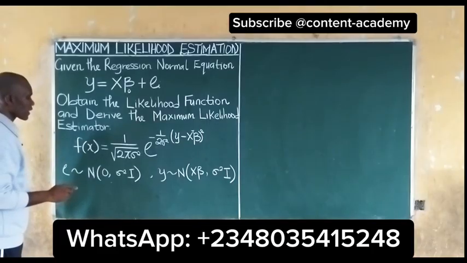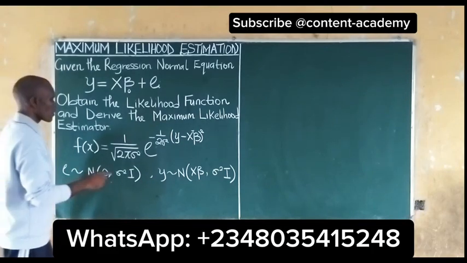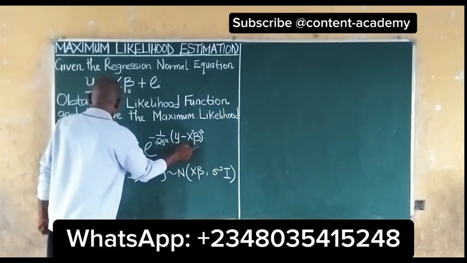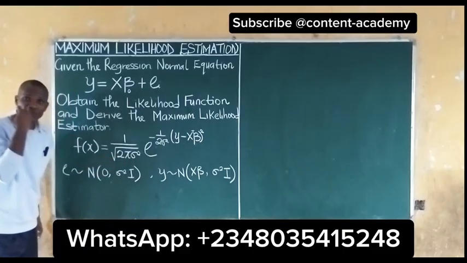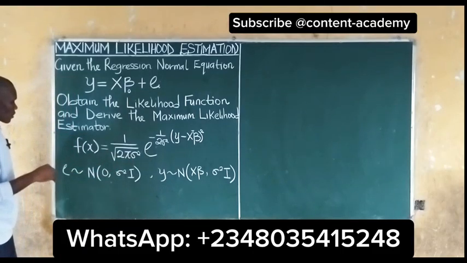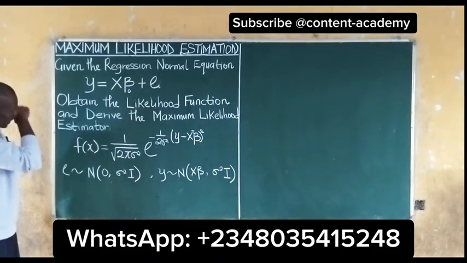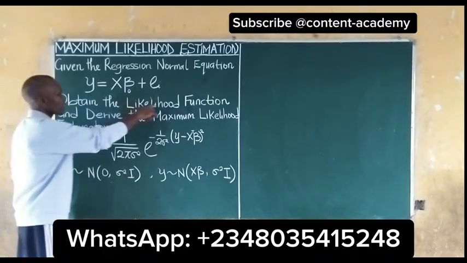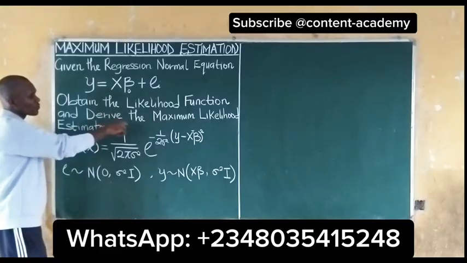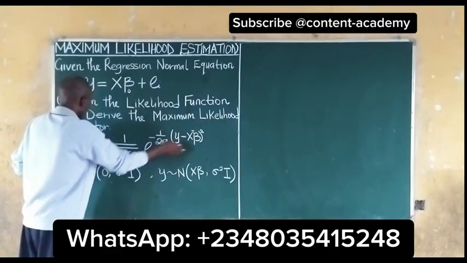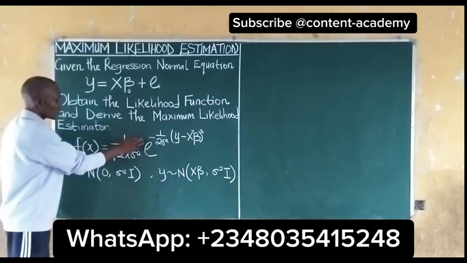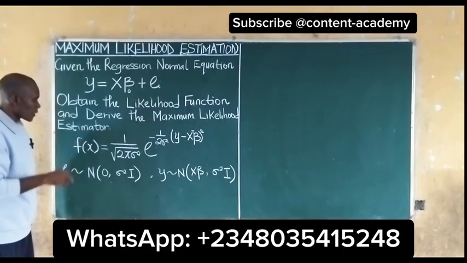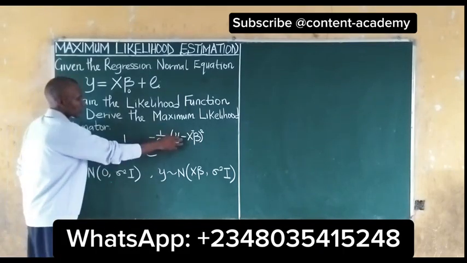Now, we have two parameters here. We'll be looking for the mean, which is beta, and we'll also be looking for sigma squared. In fact, that is what we are looking for. So here we are asked first to find the likelihood function and also derive the maximum likelihood of this. So the normal equation this question is referring to is what we have here. Now, the first thing to do, we have to write this well.